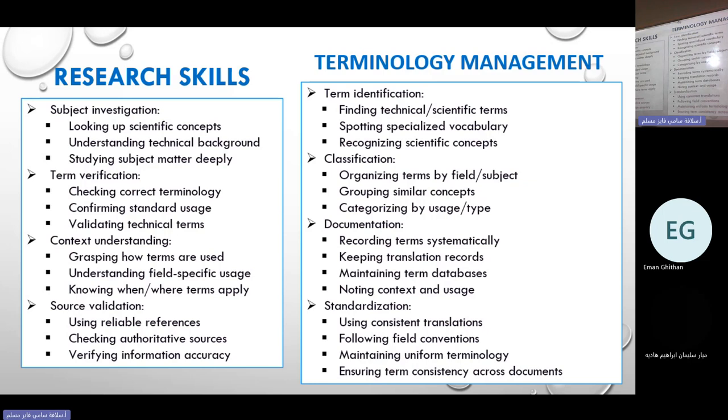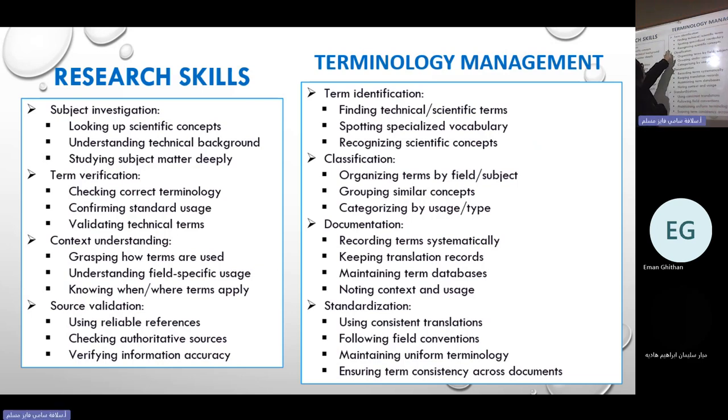Like Uncle Google, no, Uncle ChatGPT. Didn't I tell you that ChatGPT might give you wrong information? So you have to go and verify if the information provided by it is correct or not.